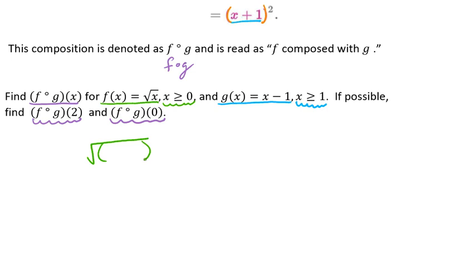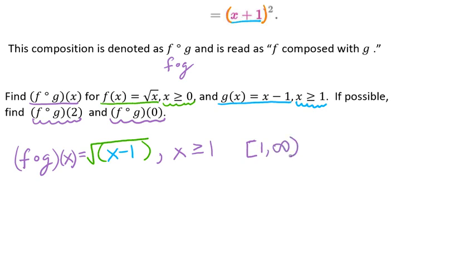What that means is we're going to take our f function, and everywhere there's an x, we're going to put in parentheses, and what we're going to put inside of there is our g of x. So we're going to put in an x minus 1 there. So here, f composed with g of x equals the square root of x minus 1, where x must be greater than or equal to 1. Now the domain of our composition here is going to be 1 to infinity.